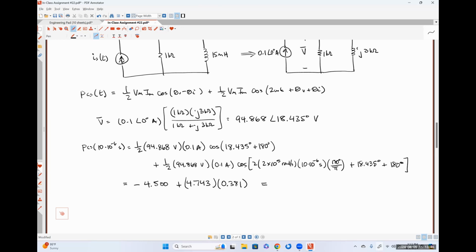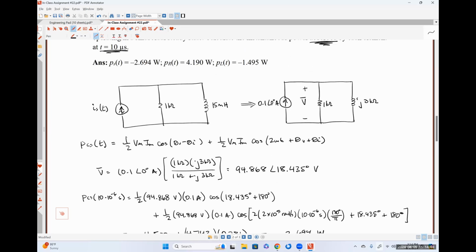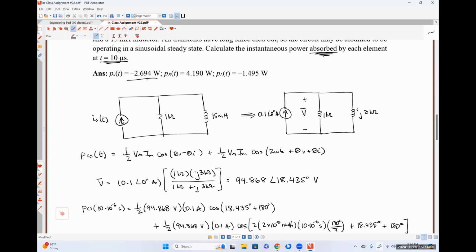So negative 4.5 plus 4.743 times my previous answer. I get negative 2.6939, so negative 2.694 watts, which is exactly what we were expecting.